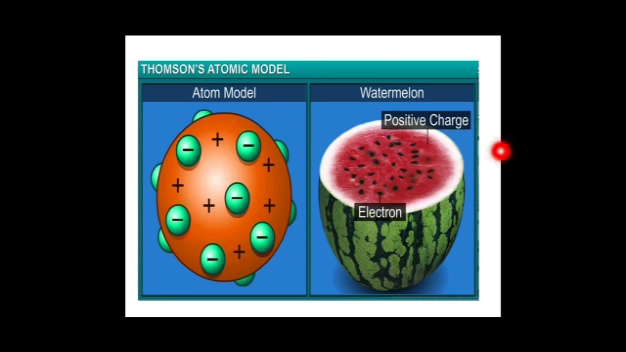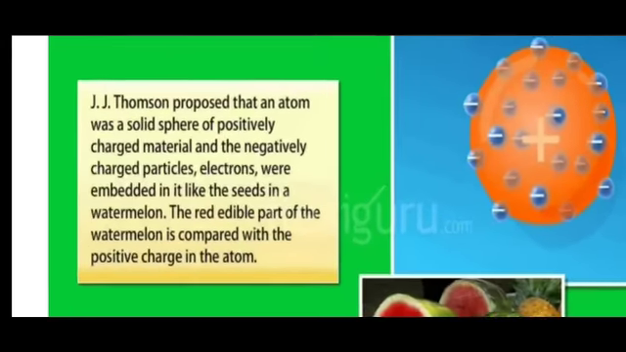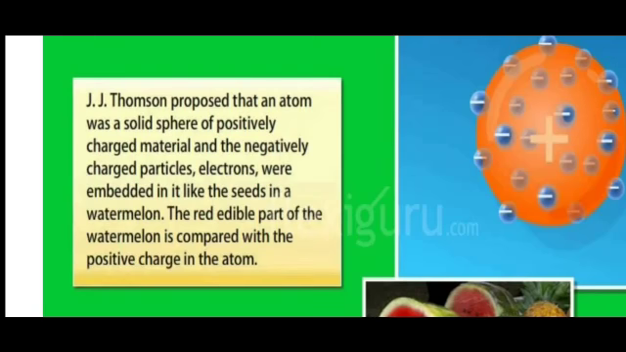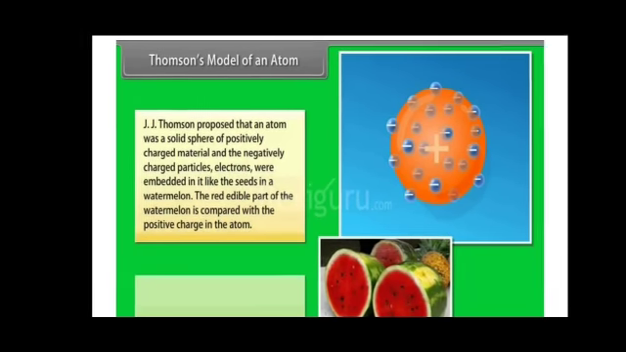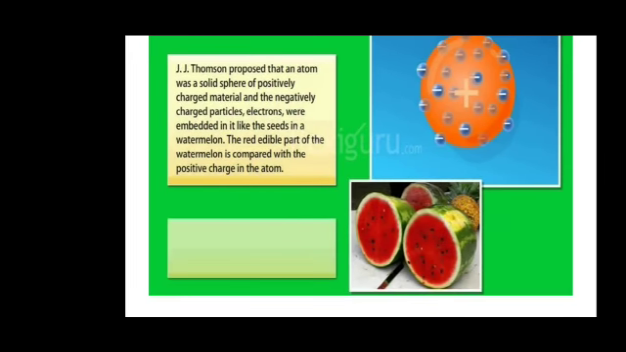So this is the atomic model, Thomson atomic model. It looks like a watermelon. Negatively charged particles embedded on the positively charged sphere. J.J. Thomson proposed that an atom was a solid sphere of positively charged material and the negatively charged particles, electrons, were embedded in it like seeds in a watermelon. The red edible part of the watermelon is compared to the positive charge in the atom.